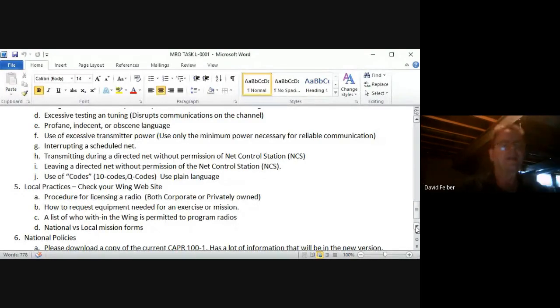And the last thing on there, national versus local mission forms. For mission forms, whatever the IC wants used during that mission. Could be the CAP forms, could be an ICS form.